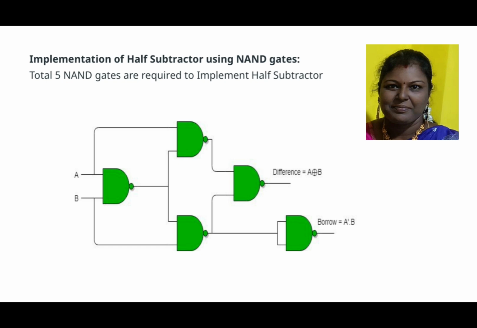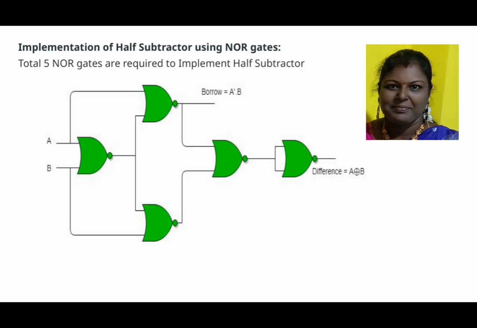Let's look at how we can build a half subtractor using only NOR gates. It turns out we need a total of 5 NOR gates to make this work. Each gate plays a specific role in handling the subtraction logic, combining signals to produce the difference and borrow outputs. This approach shows how versatile NOR gates are. They can be the building blocks for more complex functions, even something like subtraction.